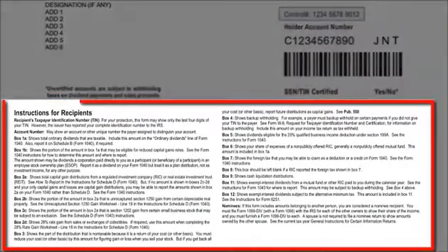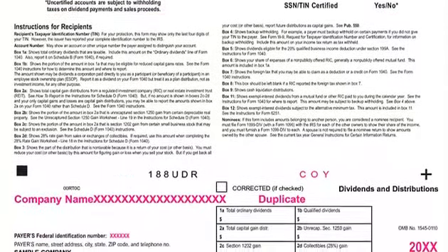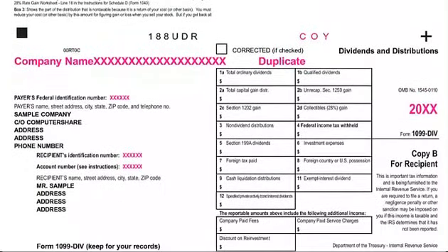The middle section contains instructions for you as the recipient of the form. The section of the form we're really interested in for this video is the bottom section. This section is where Computershare prints the amounts we report to the IRS on your behalf.